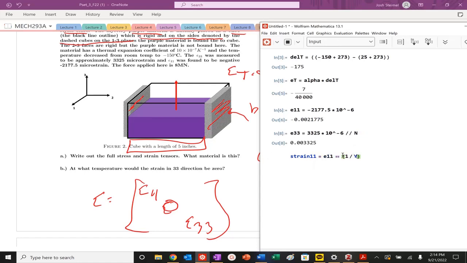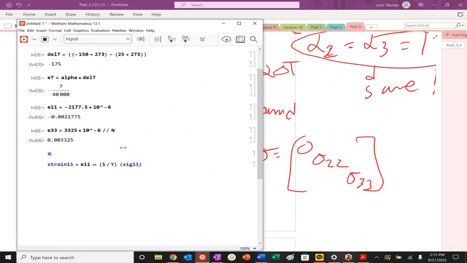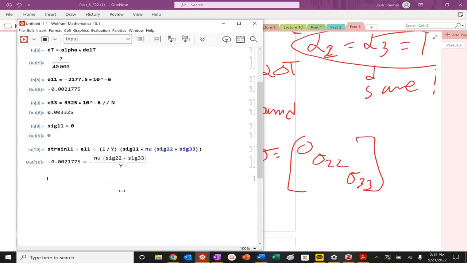But we can now start to write our strain equation. So our strain is 1 over Y times sig11 minus nu times sig22 plus sig33. We may know what sig33 is, and we see I've already made a big mistake here. And exactly, tack on that thermal strain. Be sure to do that.